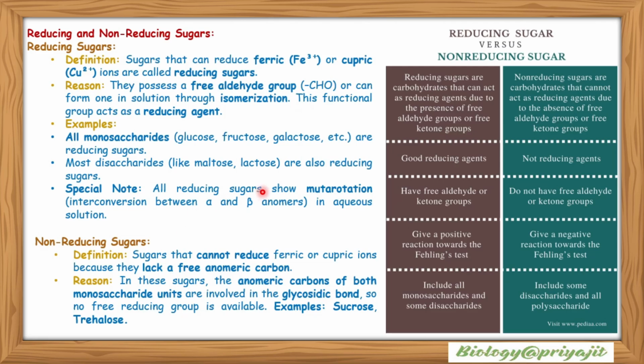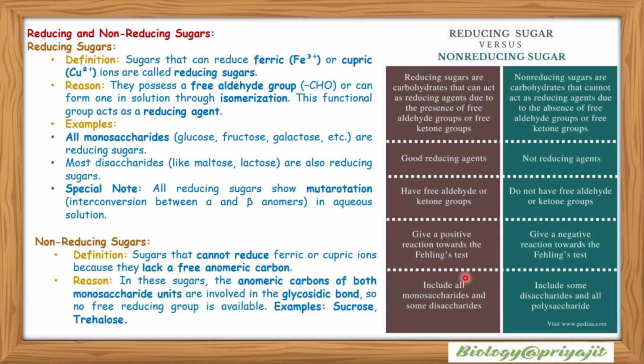Special note: all reducing sugars show mutarotation, the interconversion between alpha and beta anomers in aqueous solution. Non-reducing sugars are sugars that cannot reduce ferric or cupric ions because they lack a free anomeric carbon. So what is the reason? In these sugars, the anomeric carbon of both monosaccharide units is involved in the glycosidic bond, so no reducing group is available. Examples include sucrose and trehalose.